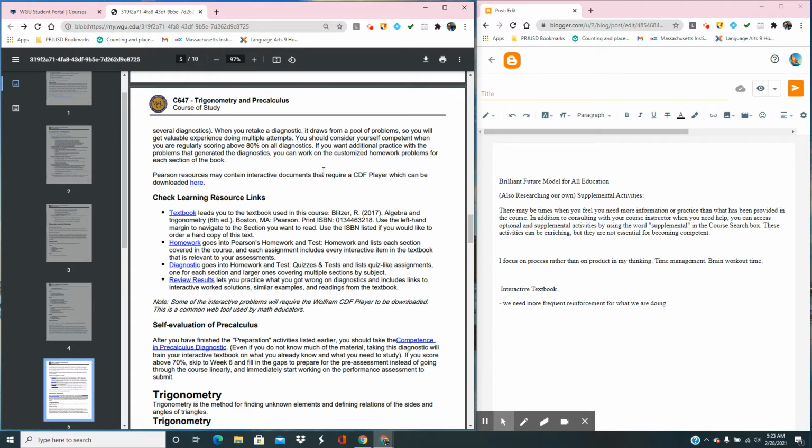If you want additional practice with problems that generated the diagnostics, you can work on the customized homework problems for each section of the book. Pearson resources may contain interactive documents that require a CDF player, which can be downloaded here.